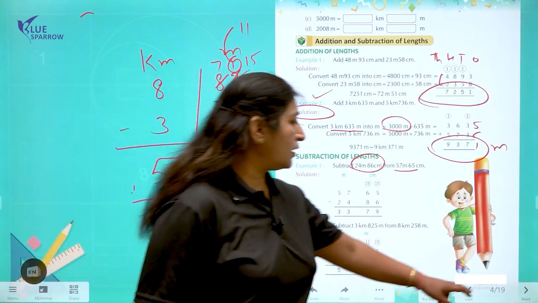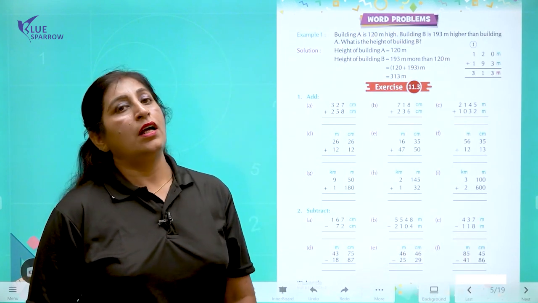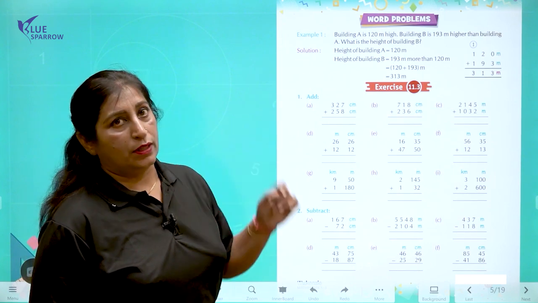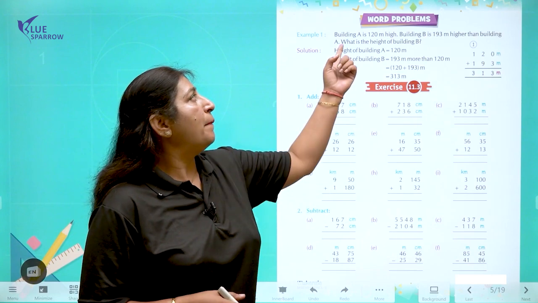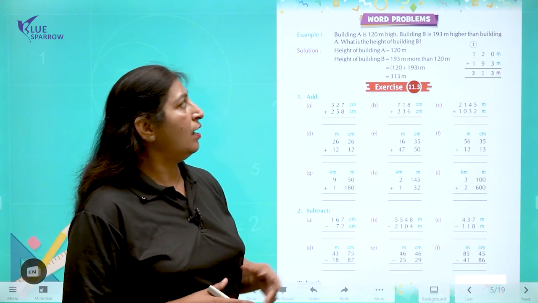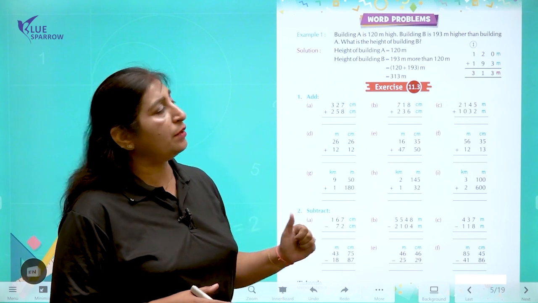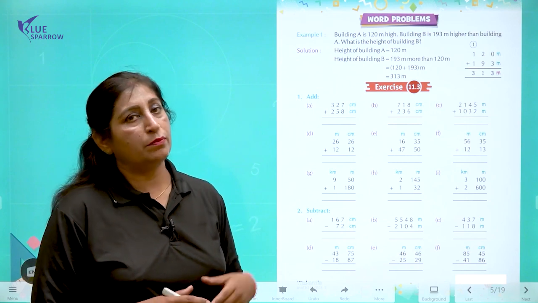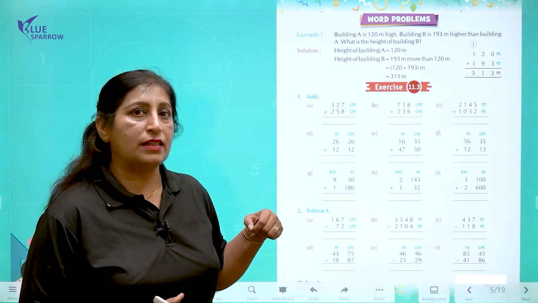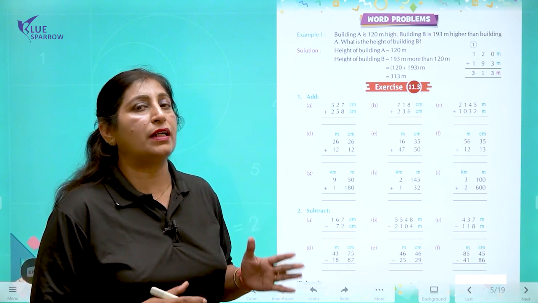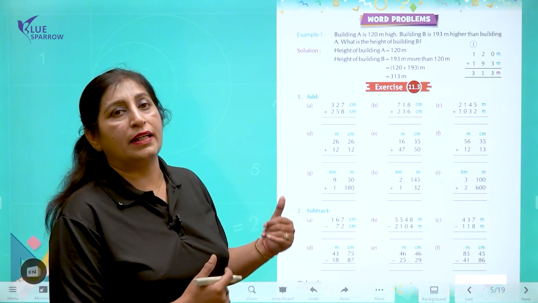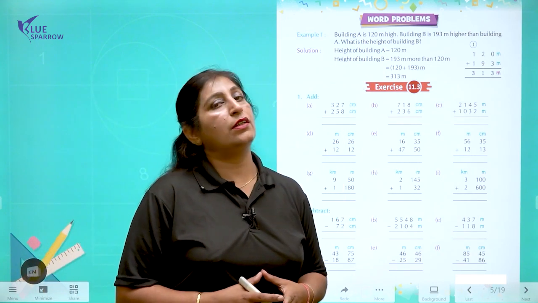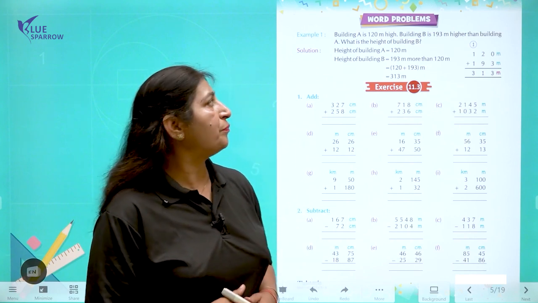In this way, you can solve other questions also based on subtraction of lengths. Now we solve word problems based on subtraction. Here in example number 1, the problem given is: building A is 120 meter high and building B is 193 meter higher than building A. Means there is a comparison between two buildings, A and B. Height of building A is given and height of building B is not given, but it is given that it is higher than building A, and how much higher is given over here. What is the height of building B? Then you are asked to find the height of building B.